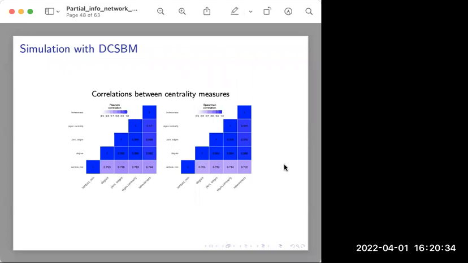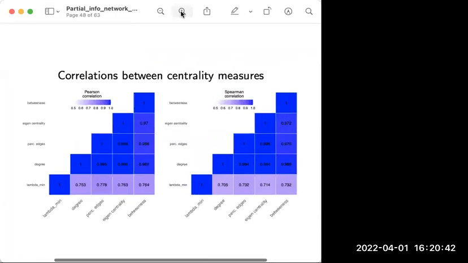And more interestingly, if I compute the correlations between these different centrality measures, we can see that for this simple synthetic network, at least, most of the other 4 types of centrality measures are highly correlated, with correlation close to 1. But lambda mean is something different. It has lower correlation compared to the others, suggesting that it might have captured a different aspect of the network information.